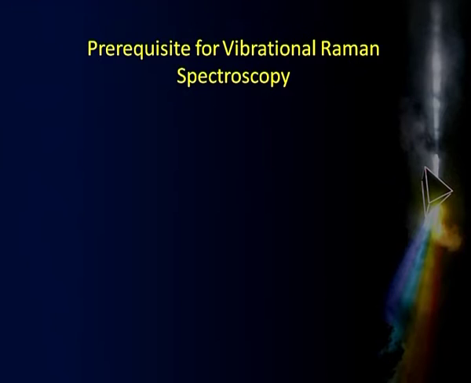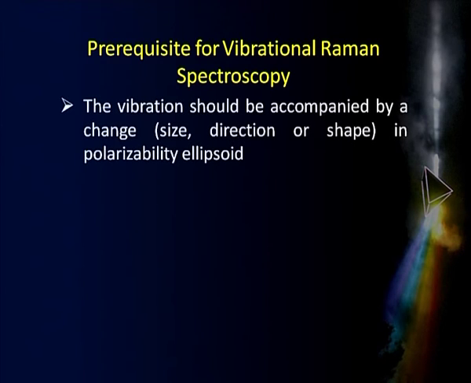We have just seen where I expect the signals to be if the interaction takes place, but will the interaction take place or not? What is the prerequisite for that? We just talked some time back, in the context of rotational Raman spectrum, that the polarizability must change during the course of a rotation. In the case of vibration Raman spectrum, the requirement is that the vibration should be accompanied by a change. The change could be in the size, direction or the shape of the polarizability ellipsoid.